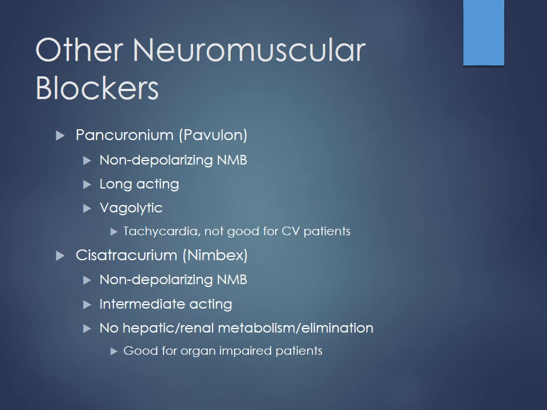Instead, it's been supplanted by cisatracurium or Nimbex. Again, this one is nice because it's intermediate acting, a little bit shorter acting than pancuronium, but it's also really good for patients who have organ dysfunction. So if they have renal problems, if they have hepatic problems, this is a great drug because it gets metabolized through other enzymes, and so it's really good for the ICU patients who have multi-organ dysfunction.